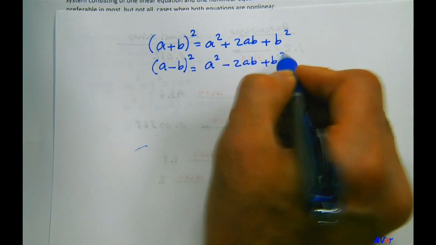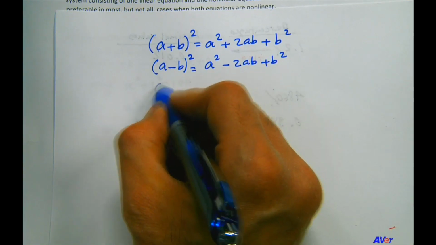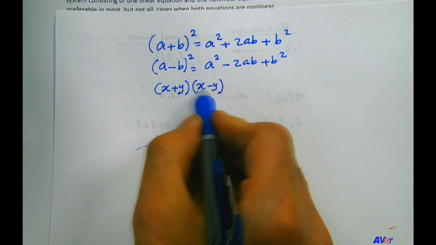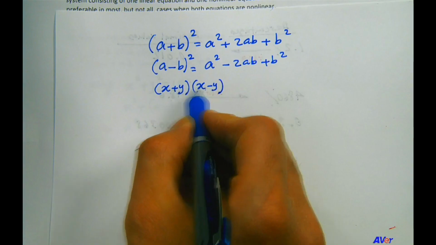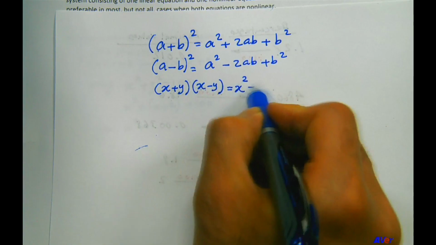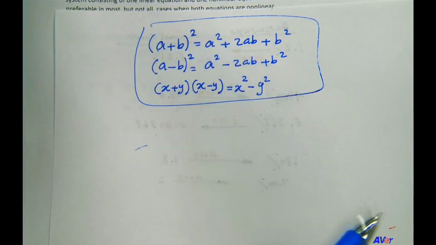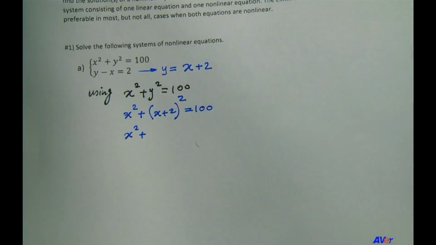Plus b squared. And of course, the other special product formula is (x plus y) times (x minus y), the product of the same two terms being added and subtracted, which is equal to the first term squared minus the second term squared. These three special products are more important than the other two or three that I have not written down. Please make sure that you remember these as you go through these math classes. They become handy a lot.